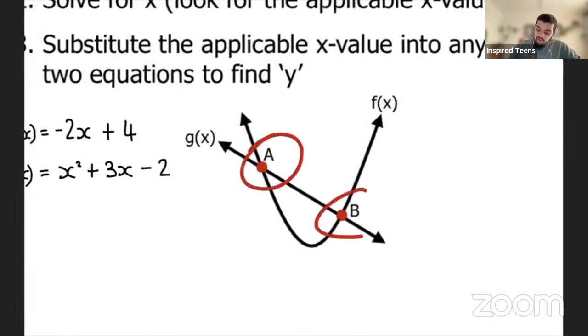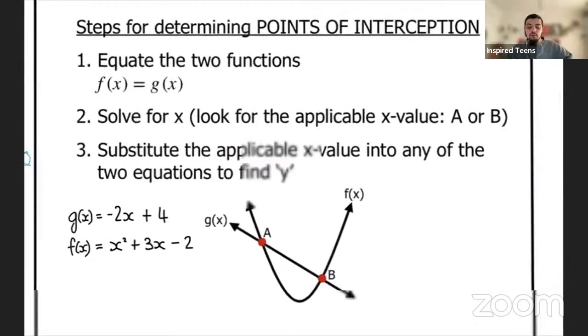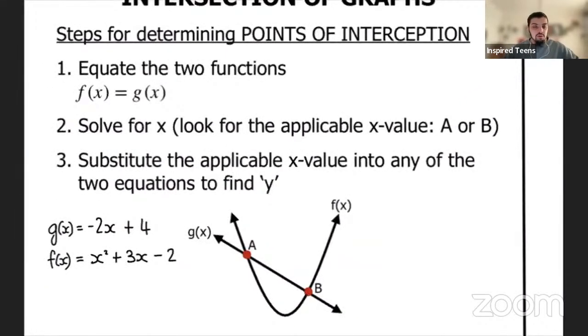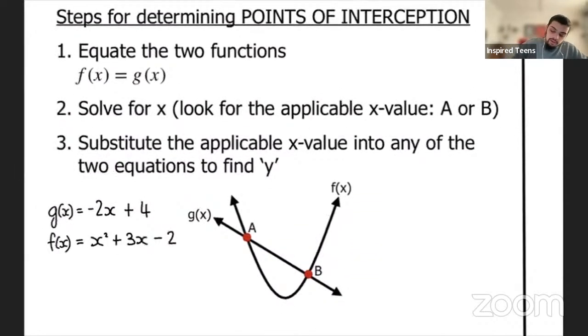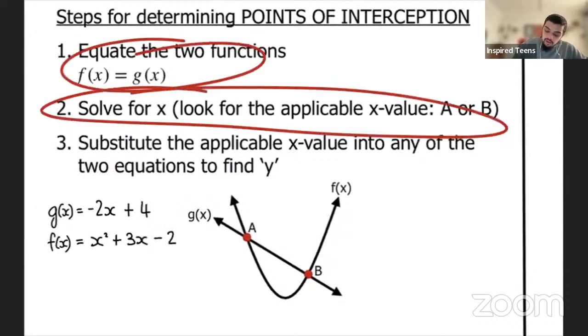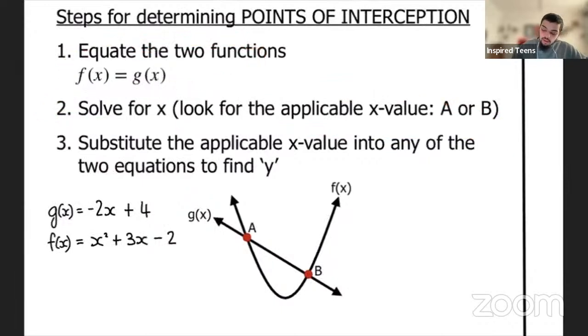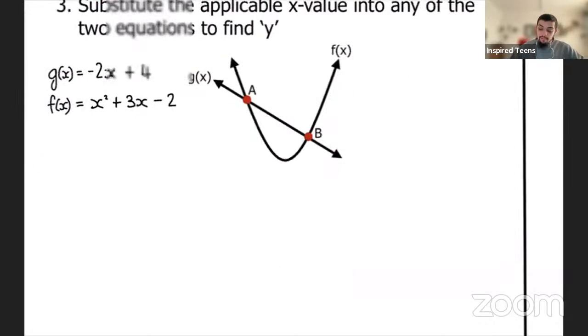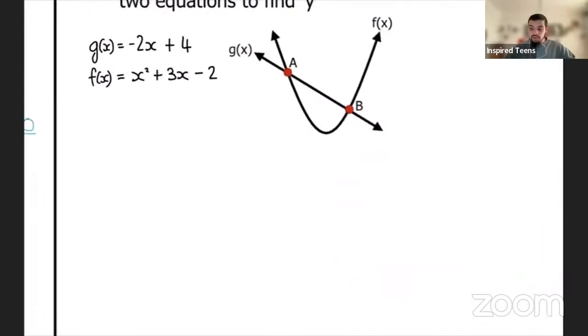So whenever you have two graphs meeting each other at a certain point, if you want to find that coordinate where they meet, you can equate the two functions or the two equations, and you'd be able to solve for the coordinates. So equate the two functions, solve for x, look for the applicable x value, x of A or B, and substitute the applicable x value into any of the two equations to find y. Let's do that practically, and that will make more sense.